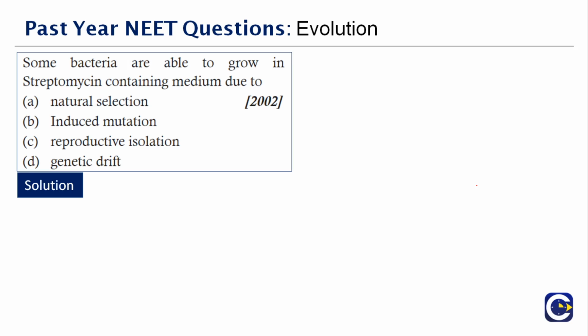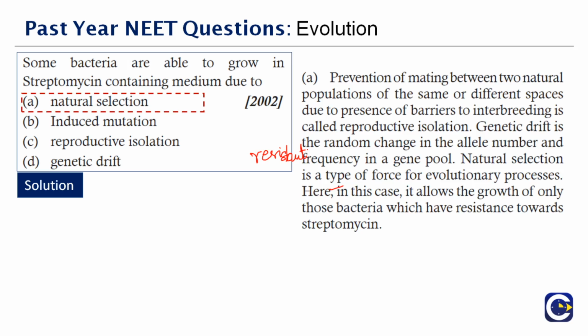Natural selection is a type of force for the evolutionary process. When it comes to this case, we understand it allows the growth only of those bacteria which have resistance towards streptomycin. So it is very well understood. Only the one which is resistant will be able to grow in the streptomycin medium. Therefore, it talks about natural selection.